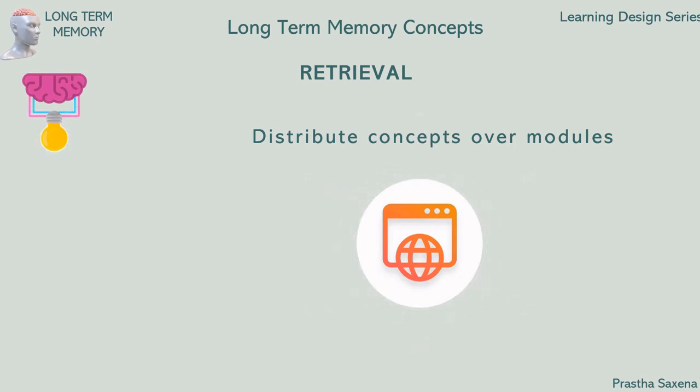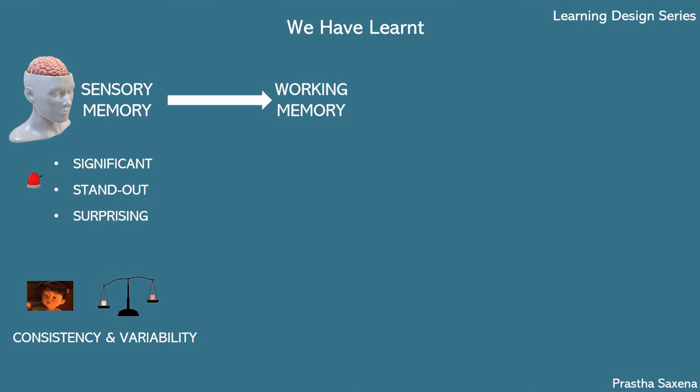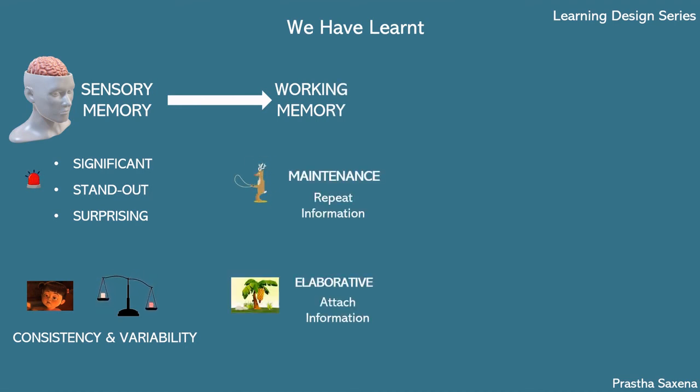So if we are just doing a recap, this sensory memory takes in information. What captures our attention is something that is important, something that stands out, something that is surprising. There are 2 principles. There's habituation that we need to overcome, and that we can do by consistency and variability. Things that we pay attention to get transferred to the working memory. The working memory strengthens this information through two types of rehearsal, maintenance and elaborative. Maintenance is when you repeat things again and again till you remember it, and elaborative is when you attach new pieces of information to existing pieces of information.